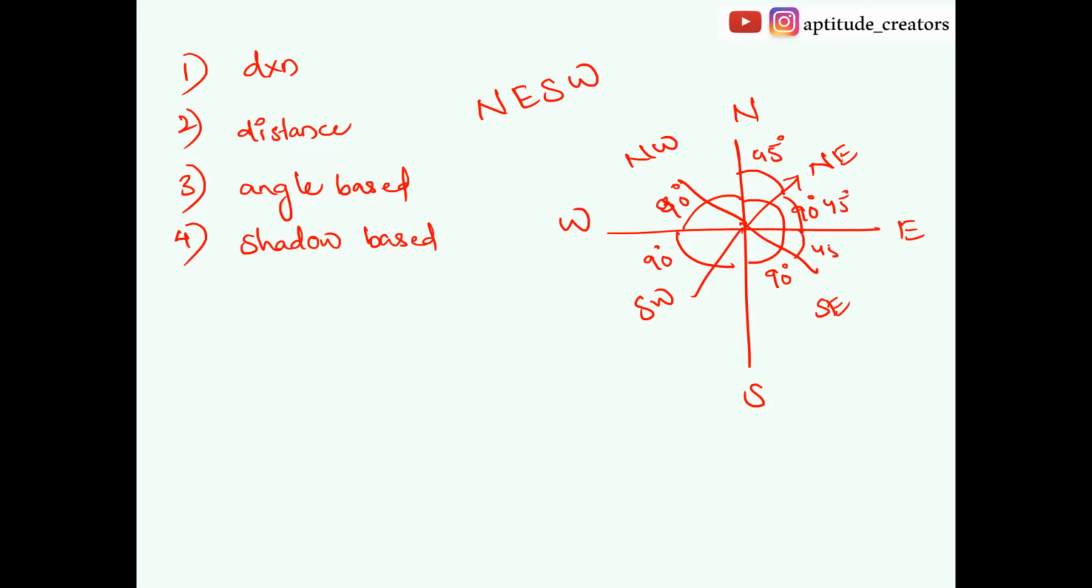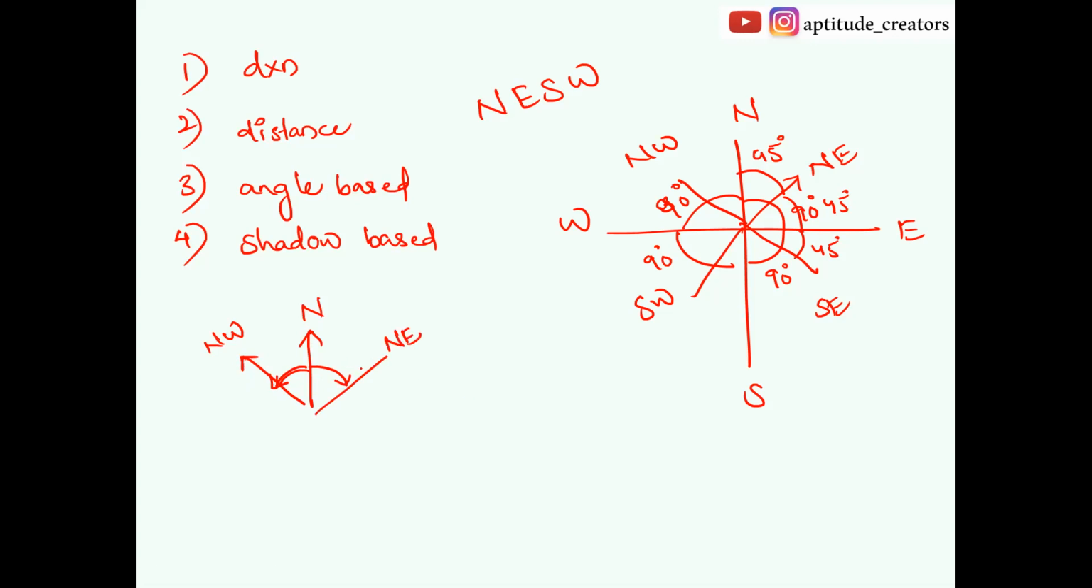Now angle between north and northeast we can say 45 degrees, and this is also 45 and this is also 45. Now if the question is asking like this, if the person is facing towards north direction, the person is turned 45 degrees anti-clockwise direction, then the person is facing towards northwest direction. If the person is turning 45 degrees clockwise direction, then the person is facing towards northeast direction.